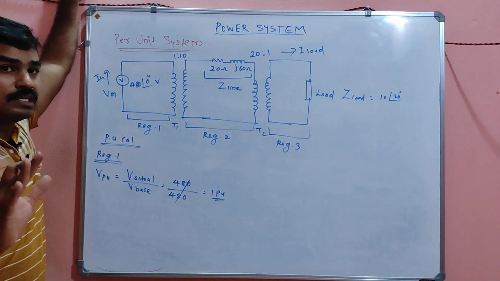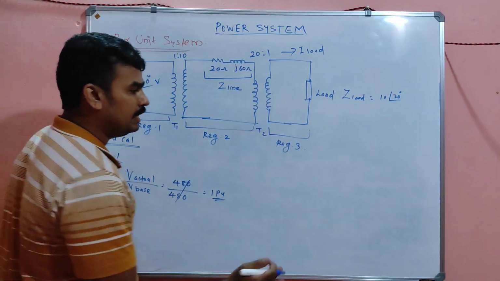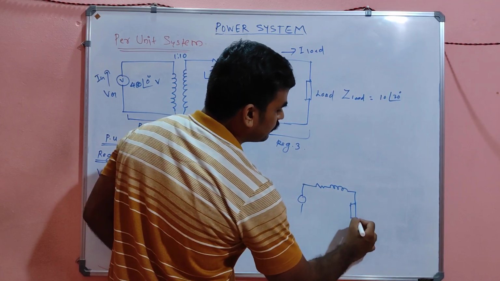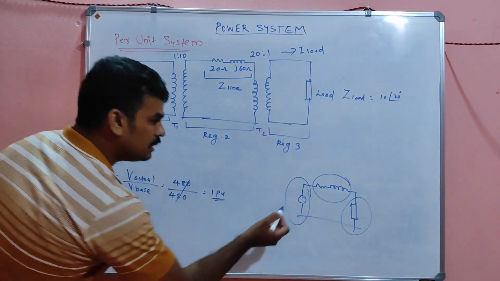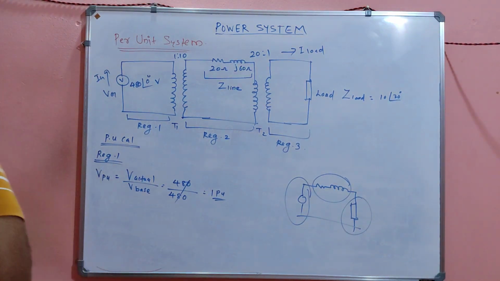From region 1, we just need that only, because in the equivalent per unit diagram, I simply represent a voltage source, a transmission line, and a load. This is region 1, this is region 2, and this is region 3. Region 1 only requires a voltage source, so you got voltage per unit as 1 per unit, that's all. Is it clear?